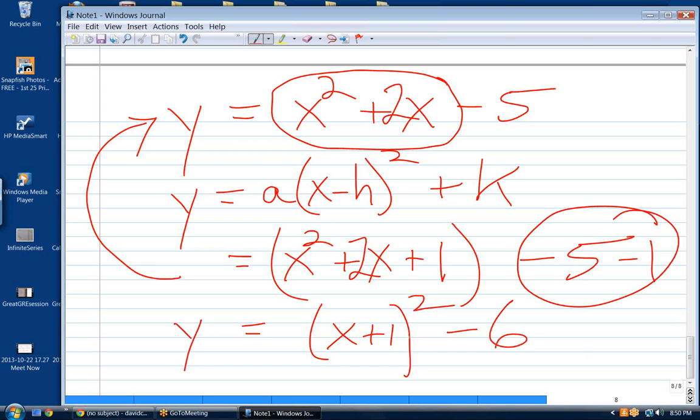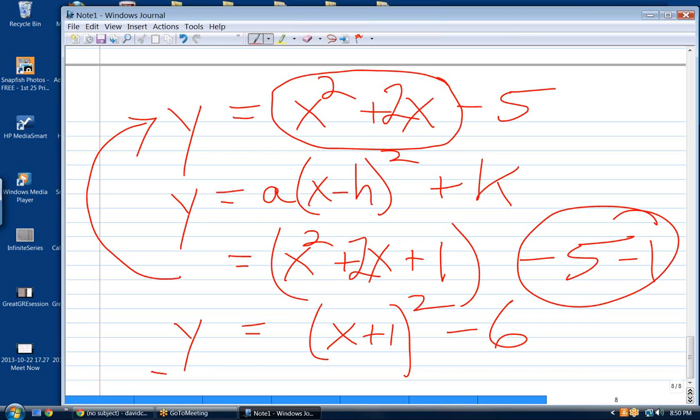Okay. The vertex is where? It's the minimum or the maximum of your parabola. The vertex is h, comma k. Okay. What is h? Isn't it your x value? H is negative 1. And k is negative 6.